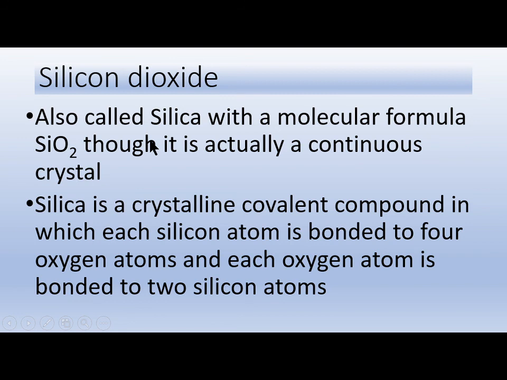Silica is a crystalline covalent compound in which each silicon atom is bonded to 4 oxygen atoms, and each oxygen atom is bonded to 2 silicon atoms. We should take note of how these atoms are bonded. In diamond, one carbon atom is bonded to 4 others. In graphite, one atom is bonded to 3. And here, every oxygen atom is bonded to 2 silicon atoms.